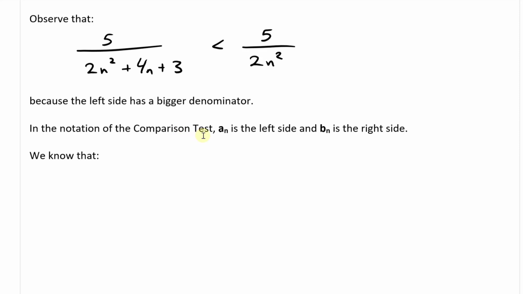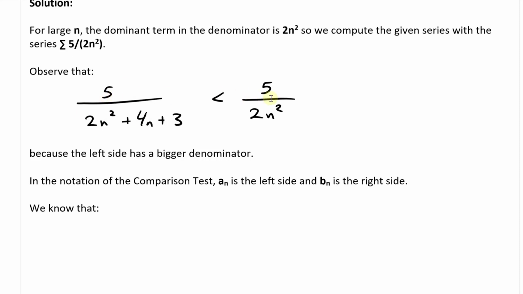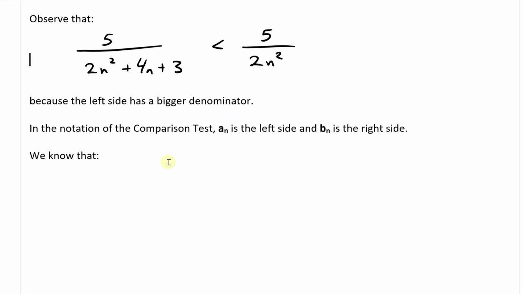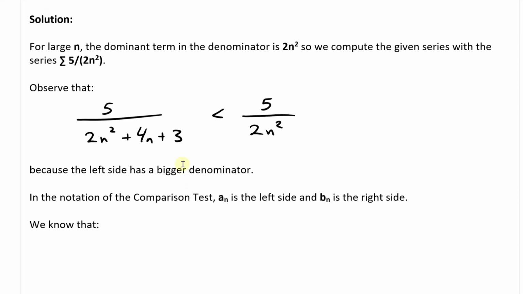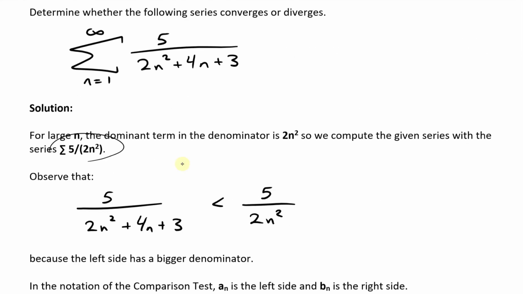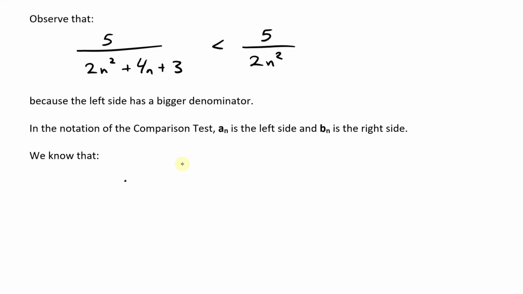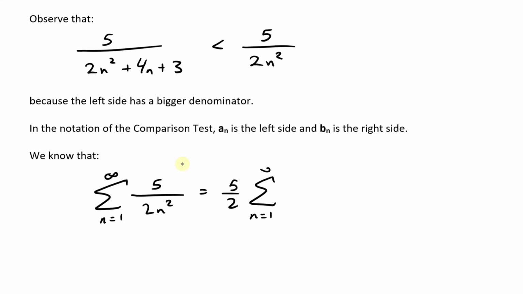So in the notation of the comparison test, an is the left side and bn is the right side. We always have the an on the left side and the comparison series, bn, on the right side. Now let's look at the comparison series. We know the summation from n equals 1 to infinity of 5 over 2n squared equals 5 over 2 times the summation of 1 over n squared. We can factor out the 5 over 2 because it's just a constant, using basic summation laws.